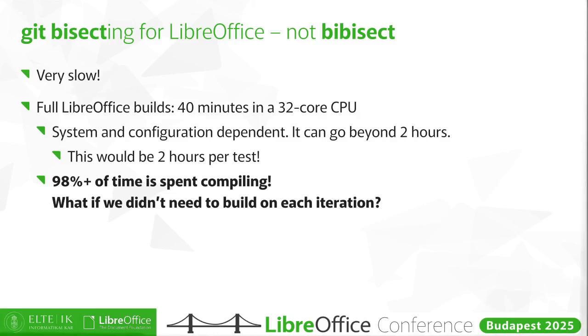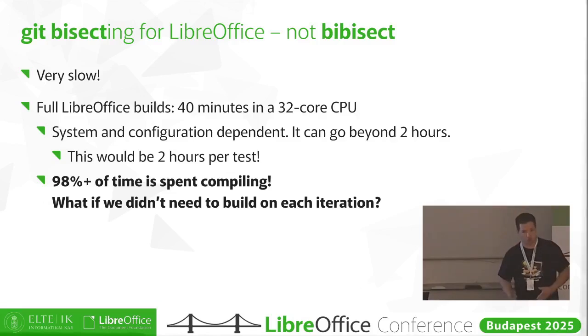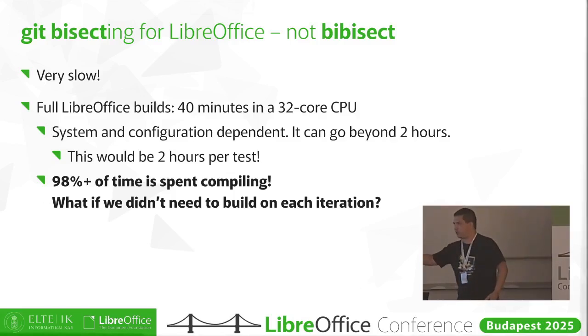Now, as you can imagine, applying git bisect to LibreOffice is very slow because I mentioned build, run, and test. And building takes a long time. I don't know how it works on your machines, but in a 32-core CPU that I tested, it took 40 minutes. Not all of us have those machines. Sometimes we have the CPUs, we don't have the RAM, or it's even configuration dependent. Let's say that it takes 1 hour.